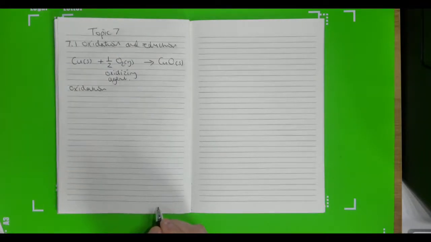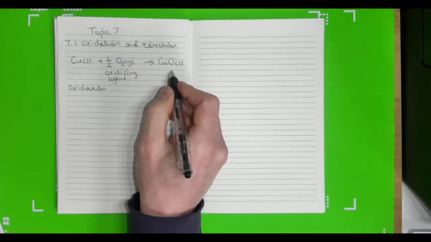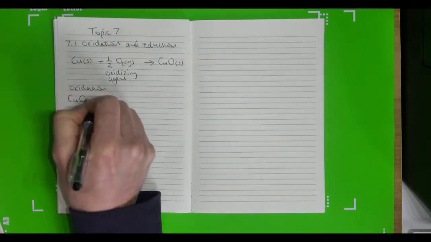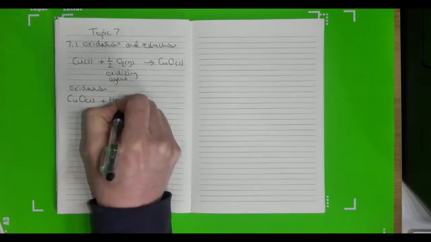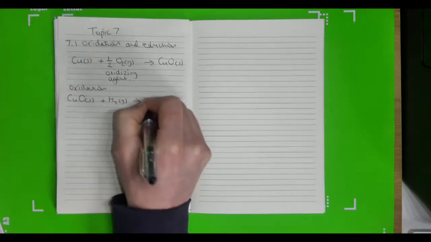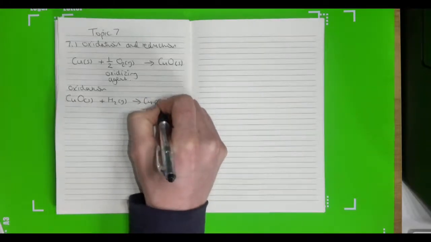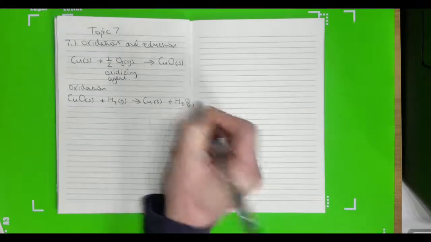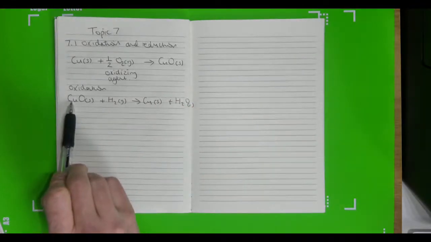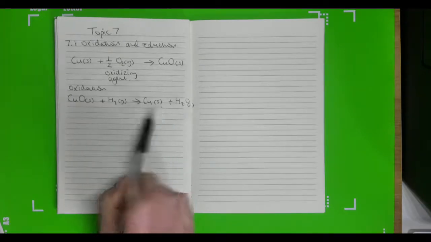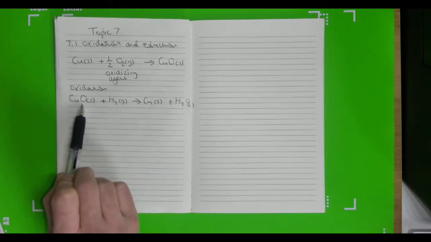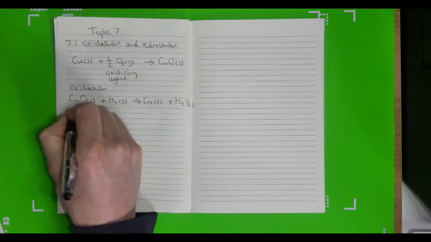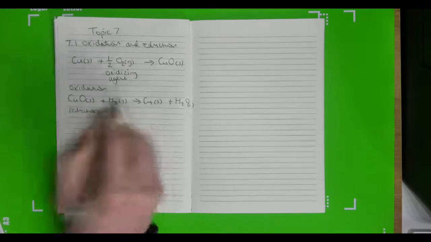Let's have a look at another equation. Still involving copper oxide, but this time copper oxide is a reactant. What we've got here is copper oxide as a reactant and copper as a product. So I've removed the oxygen from the reactant to give the product. The removal of oxygen is called reduction. So this equation here is reduction.